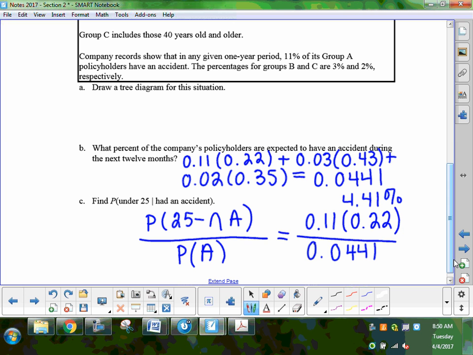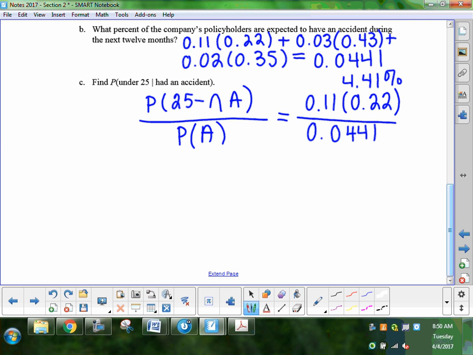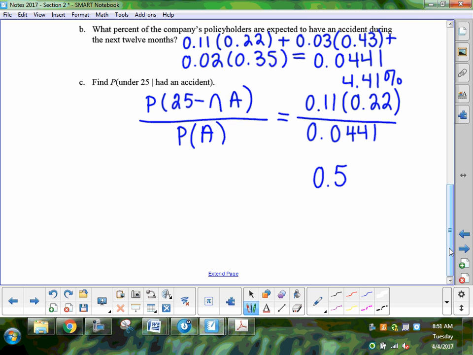Go into your calculators right now, compute that out. So what's the probability that someone who had an accident is under 25? Hands up, please, when you can tell me what that probability is. 0.05. Nope. I got something different when we did it. Did somebody get something? It's not 0.05. Shouldn't it be 0.55? Did I do that right?